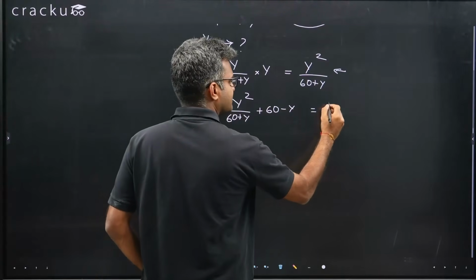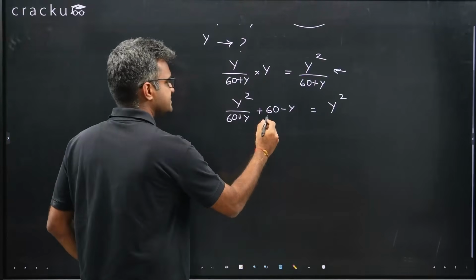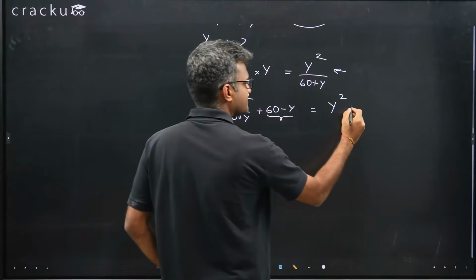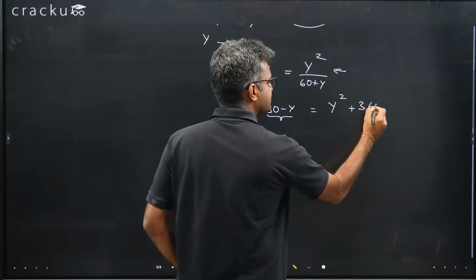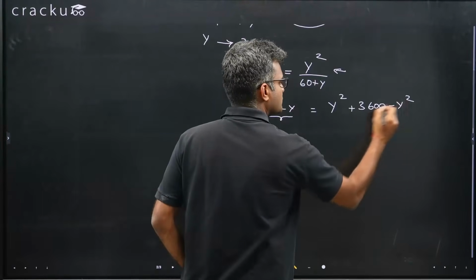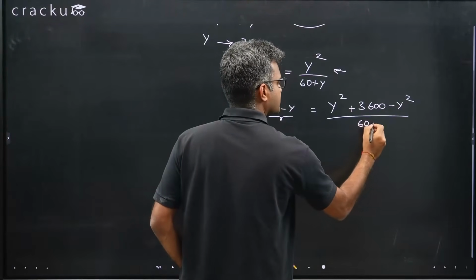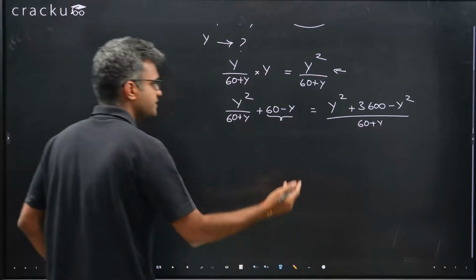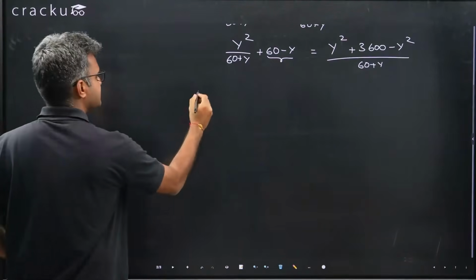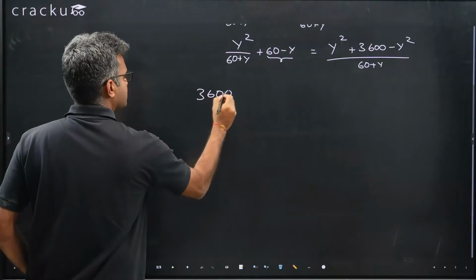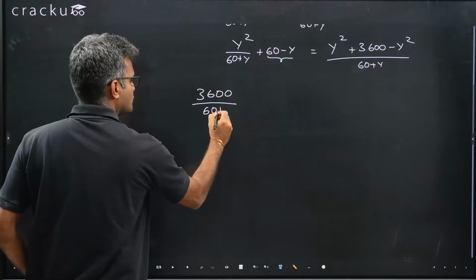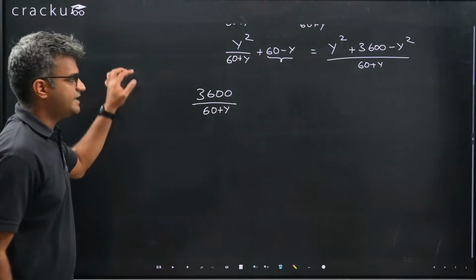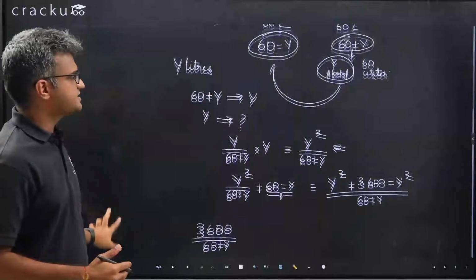This, if you are simplifying, will be Y square. This is 60 minus Y and 60 plus Y will be plus 3600 minus Y square divided by 60 plus Y. This is simply equal to 3600 divided by 60 plus Y. This is the amount of alcohol in A after all the changes are done.